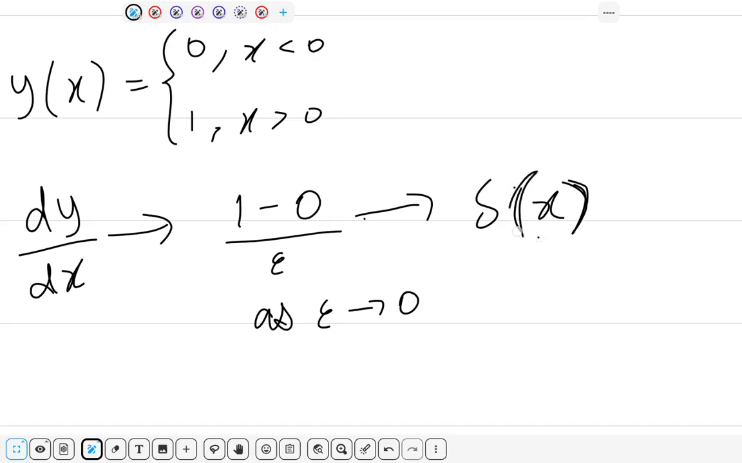Again, oh my god, these mathematicians, why are they in my head? Please get out of my head.